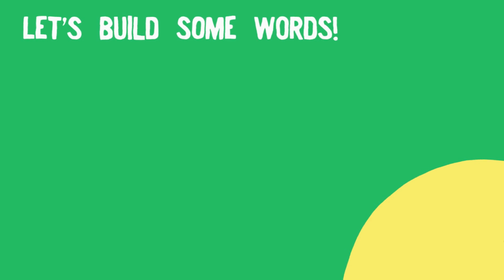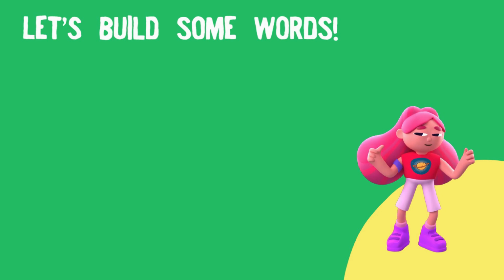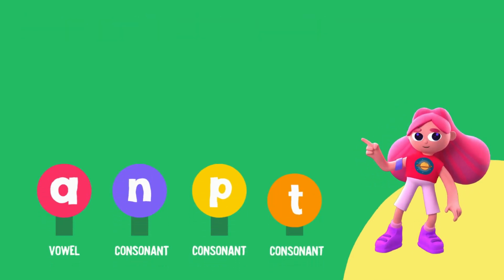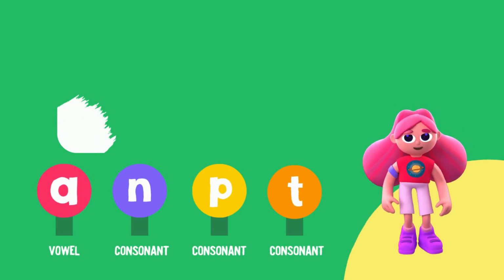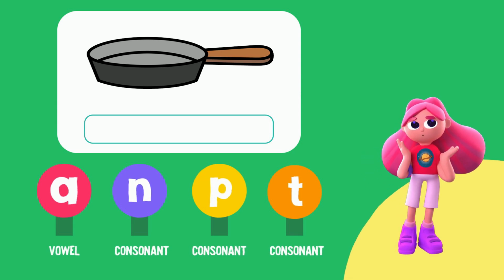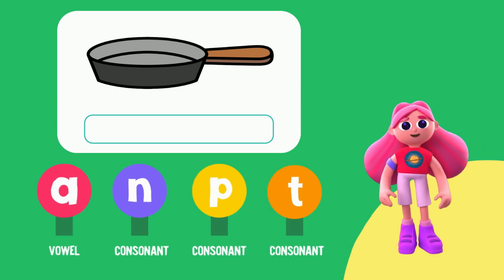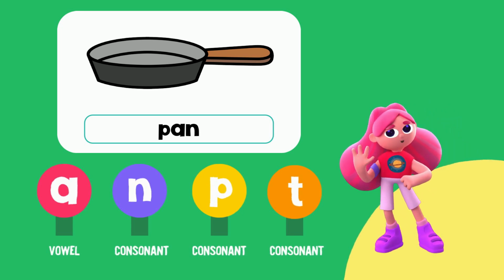Now that we've gone over all the letter sounds we'll be using to build words today, we're ready to start building. Here are the four letter options: A, N, P, and T. How do you spell the word pan? Pan. Pan is spelled P-A-N. Nice work!